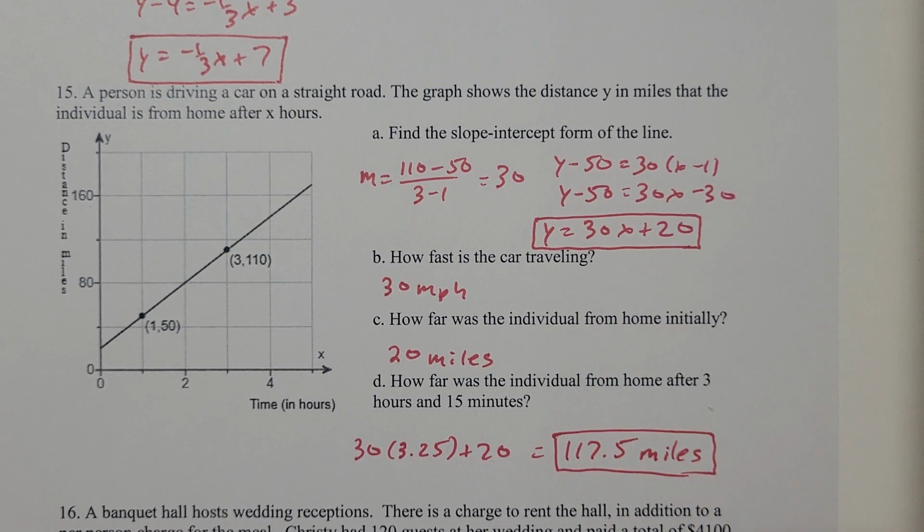Okay. Part B, it says, how fast is the car driving? Well, let's see. x is the number of hours, and y is the distance. So this car would be going 30 miles per hour. It's the number in front of x. So 30 miles per hour, that'd be the answer.